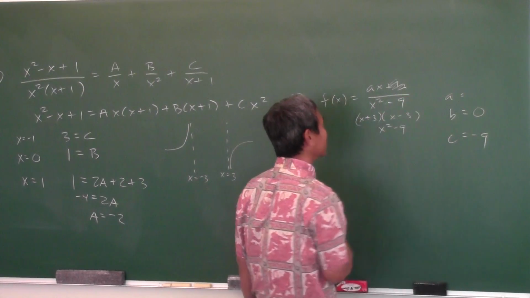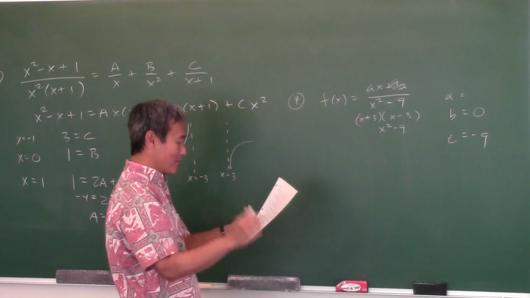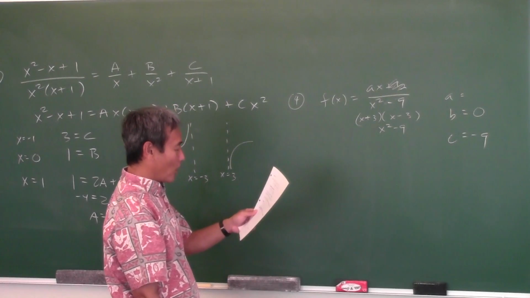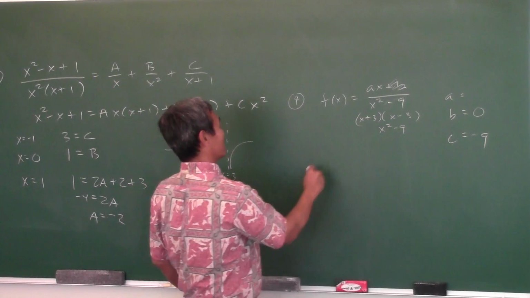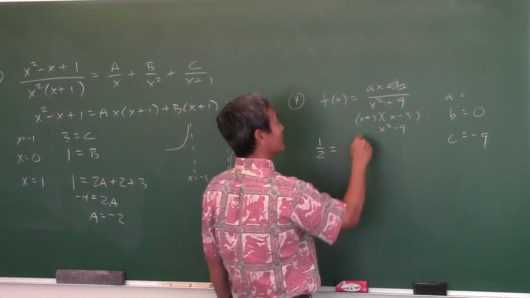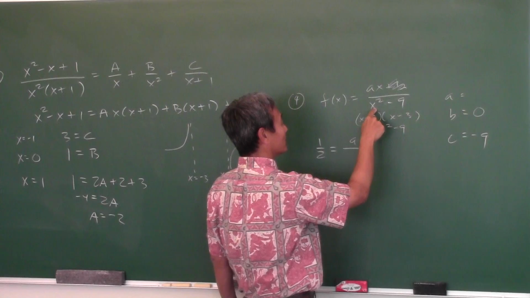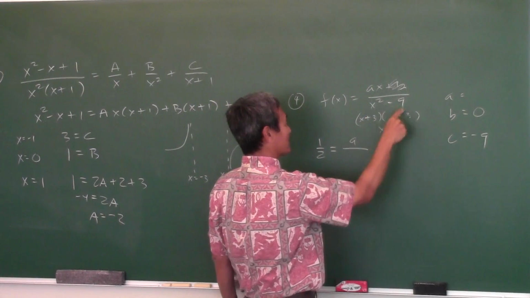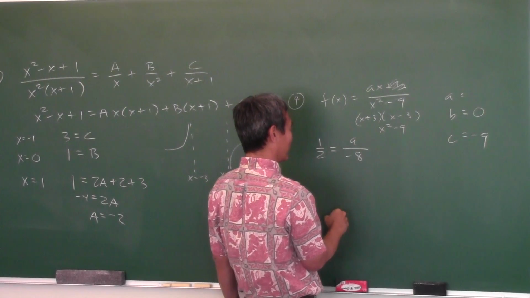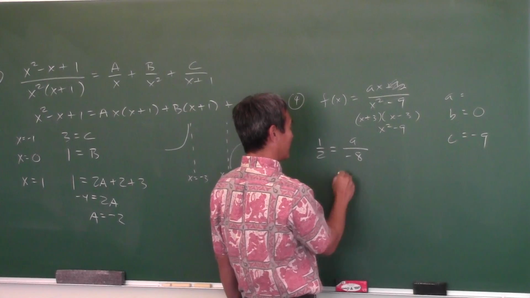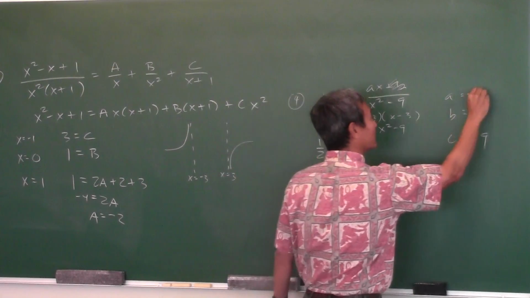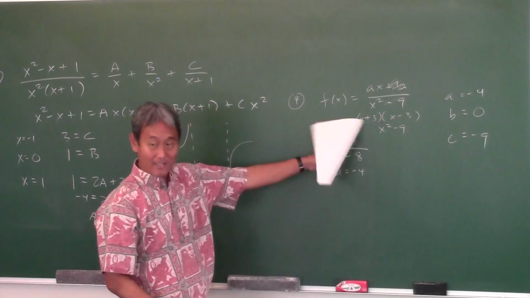So I just put that in. And then the last piece of information: if you plug in 1, you get a half. So half is equal to, plug in 1, a over, plug in 1, 1 minus 9 is negative 8. Can you solve for a? Negative 8 times a half is negative 4. So a is negative 4. That's your answer.